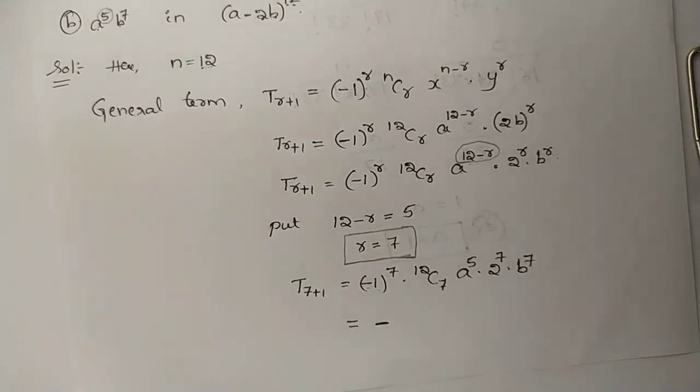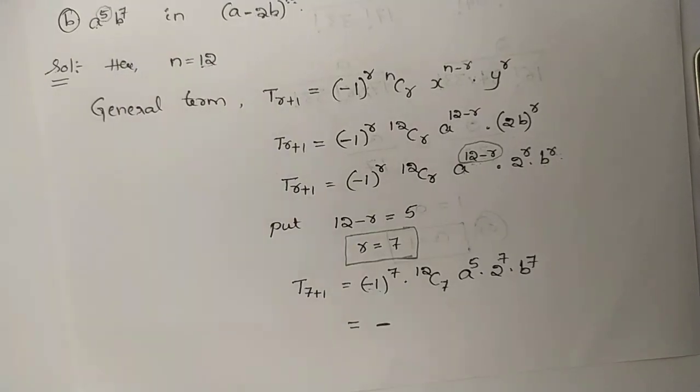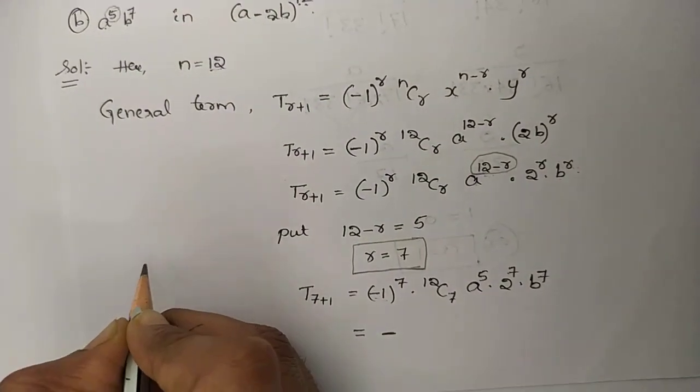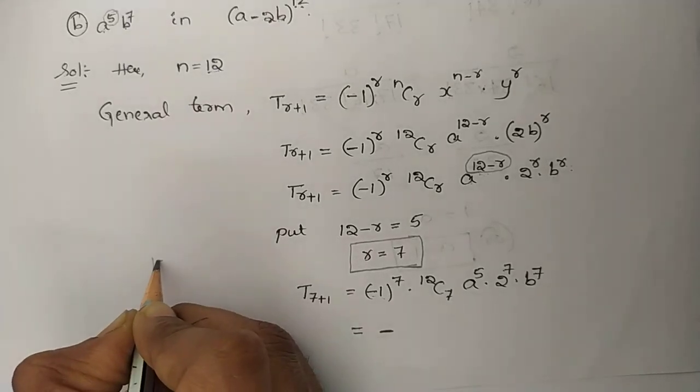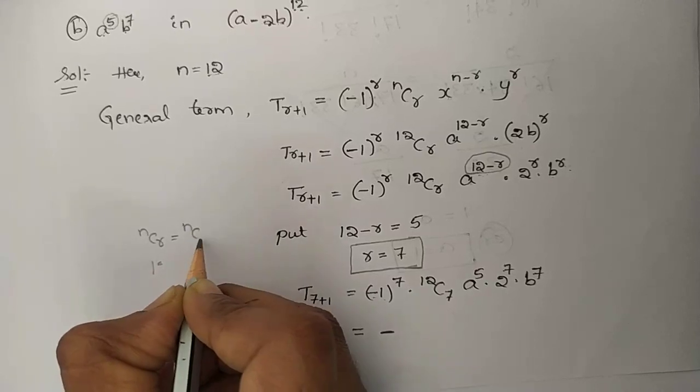So 12C7, how are you going to simplify this? We know that in our combinations, in the previous chapter, we have the formula nCr equals nC n minus r.